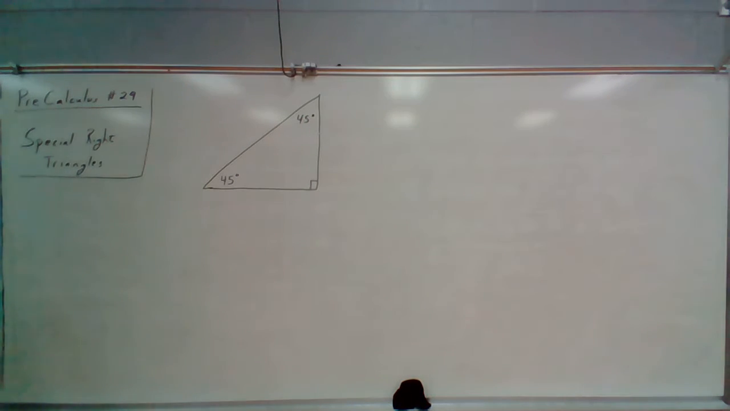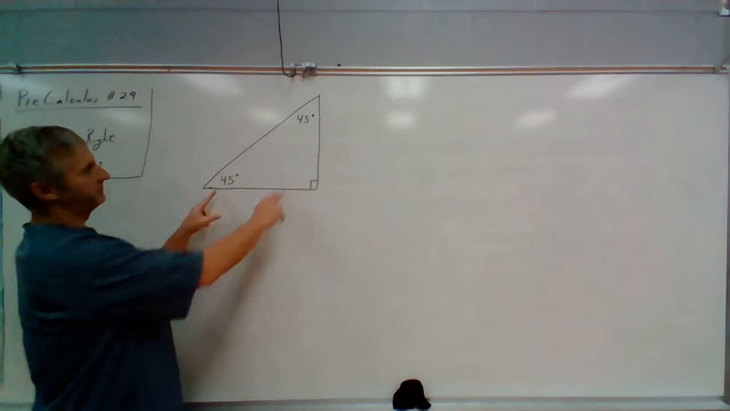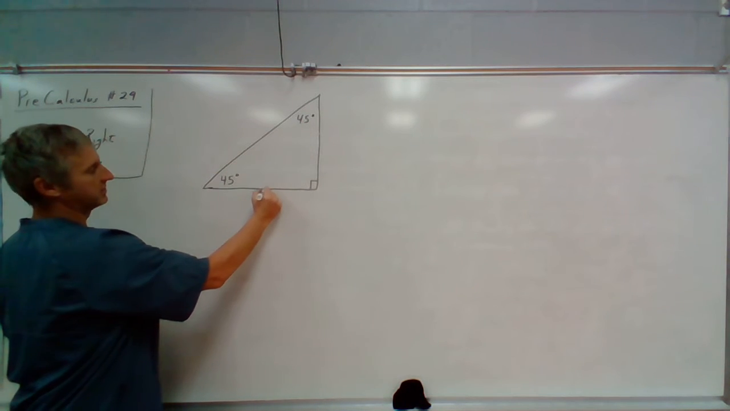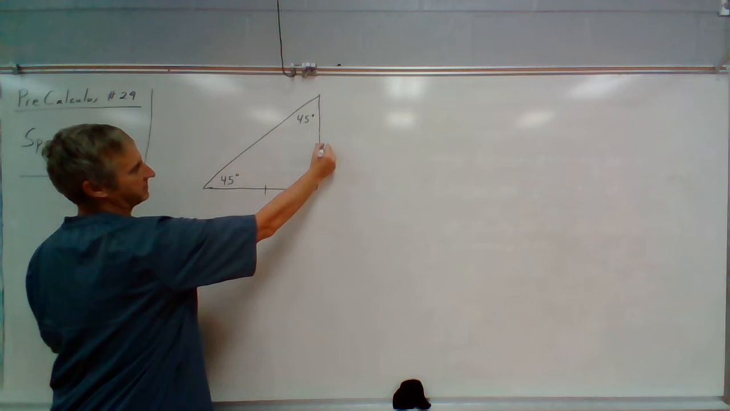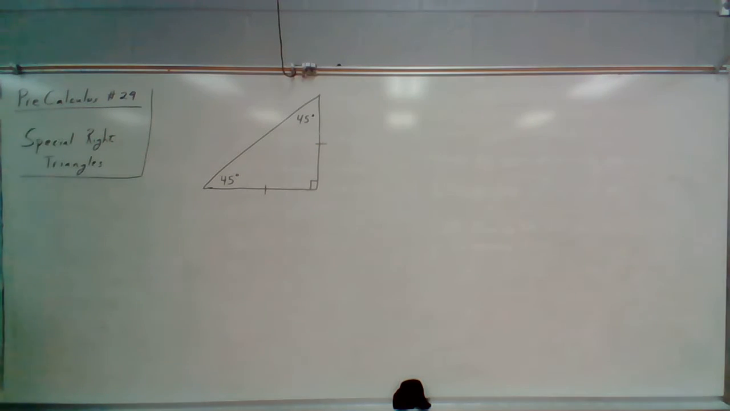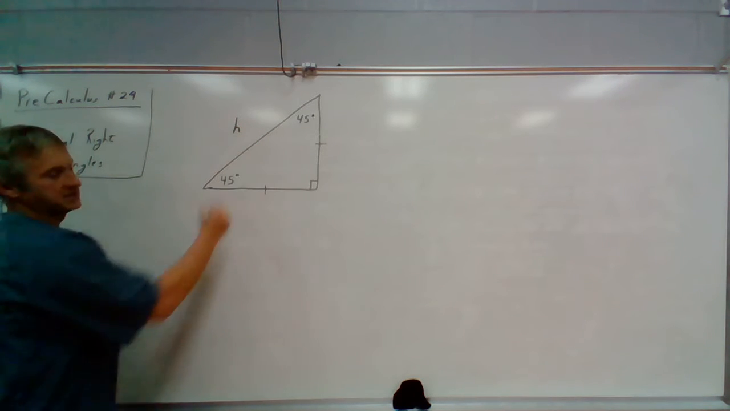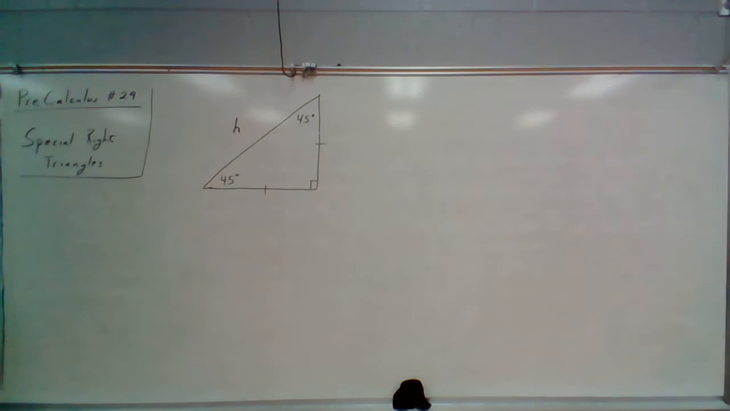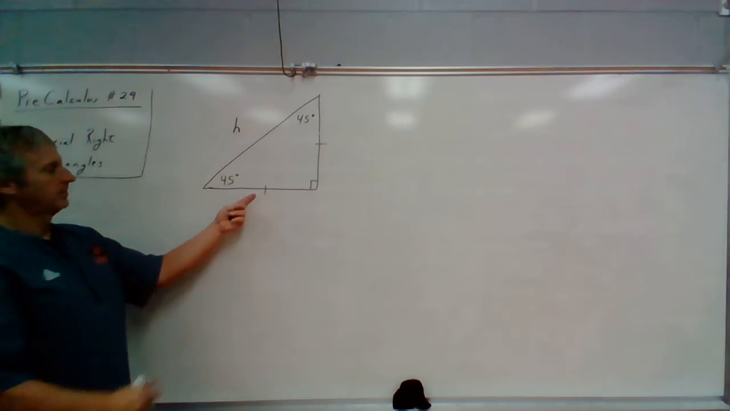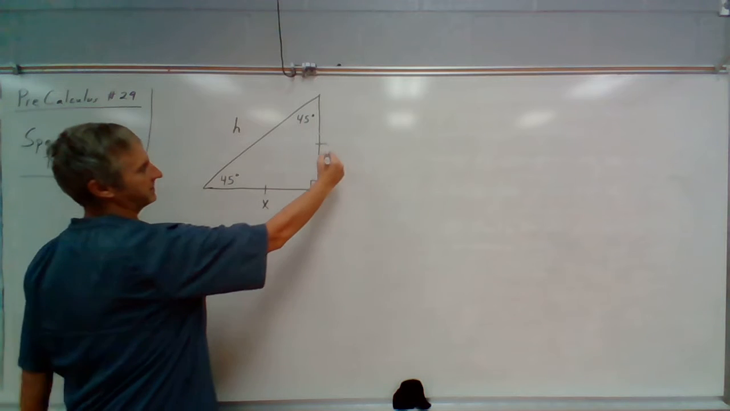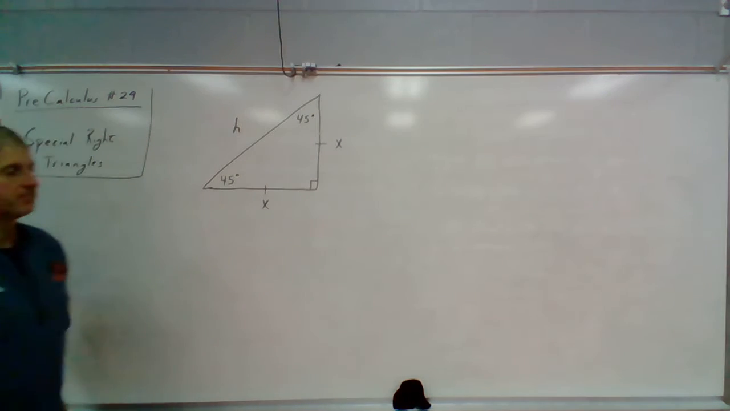Okay, then recall from geometry that if you have a triangle with these two angles the same, then we know that this side and this side are the same length. This side is the hypotenuse. Let's call it H. Let's call this side X. So if this side has length X, so will this one.